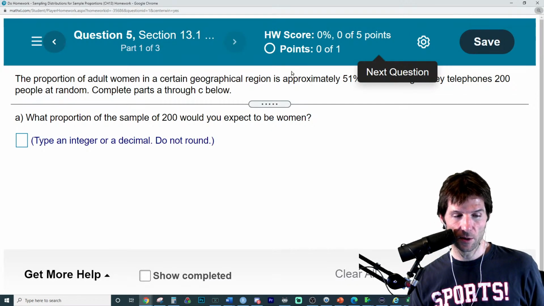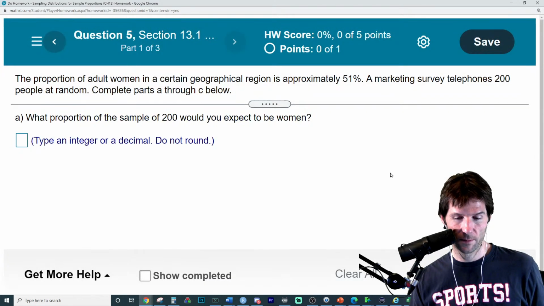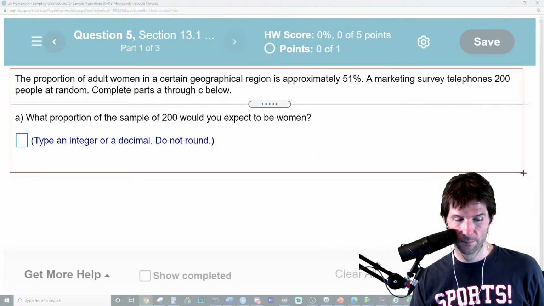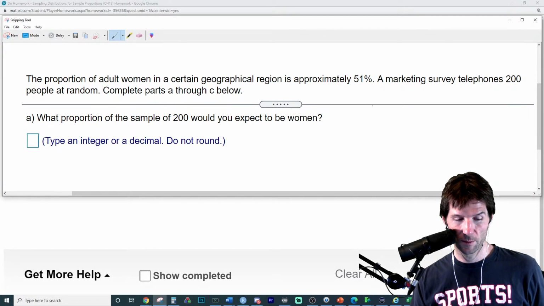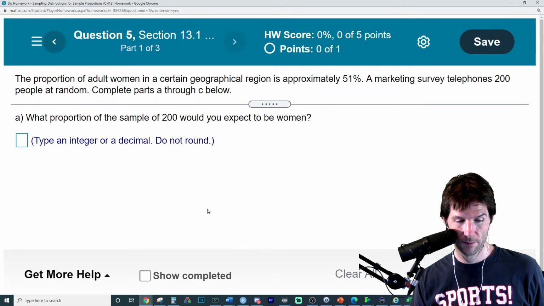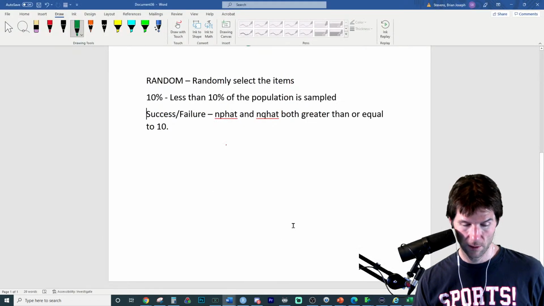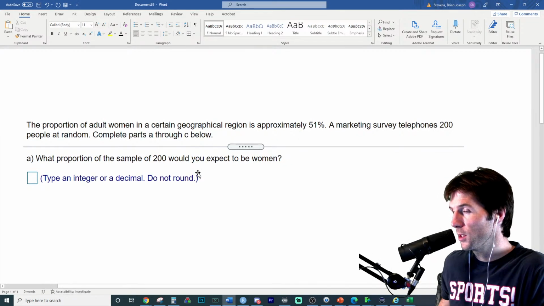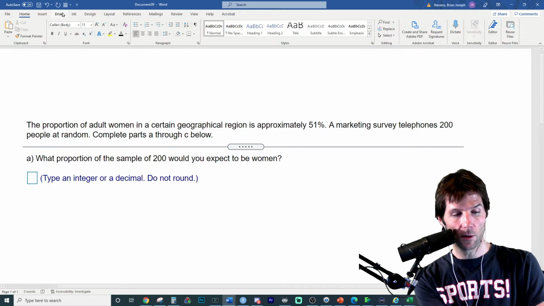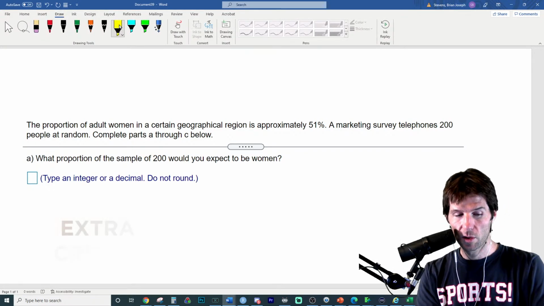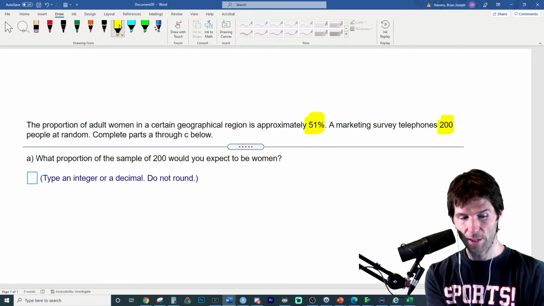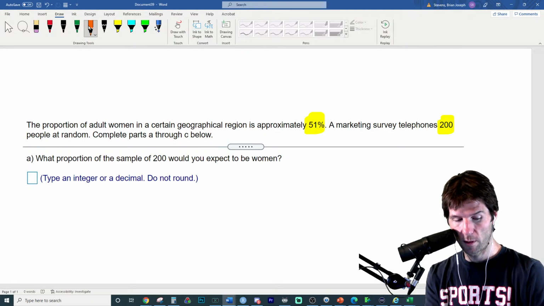So what do you think is the first thing we're going to do right here? What is that first thing we're going to do with any sort of mathy problem? What would you do right here? What are you going to do for any sort of math question? The proportion of adult women in a geographical region is estimated to be 51%. Mark that notation right there. Kayla crushing it. So tell me what 51% is. Tell me what 200 is. Just tell me one of these, I'll do the rest. What proportion of the sample of 200 would you expect to be women?